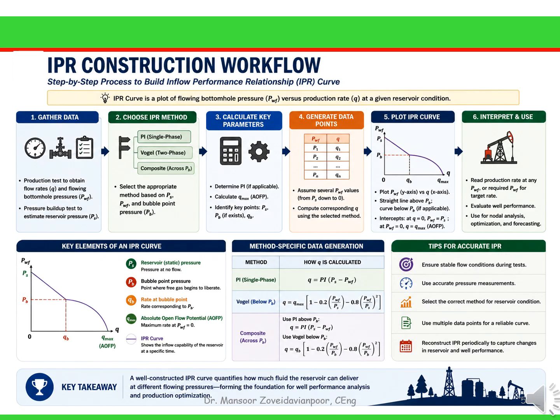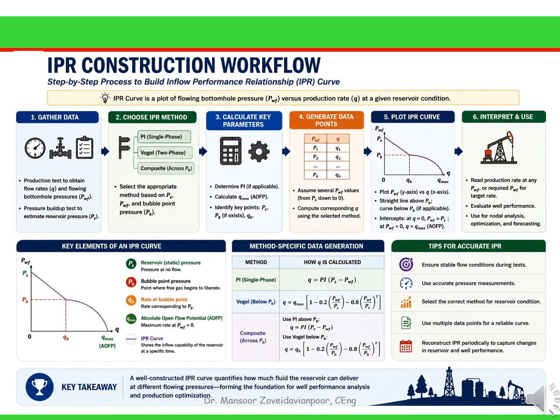Above the bubble point? Use the PI method. Below it? Use Vogel's equation. If the reservoir spans both conditions, use the Composite IPR method. Let's take a simple example. Suppose the reservoir pressure is 3000 psi, the flowing bottomhole pressure is 2000 psi, and the well produces 1000 stb per day. From these values, you can calculate the productivity index and then predict the production rate at many different bottomhole pressures.